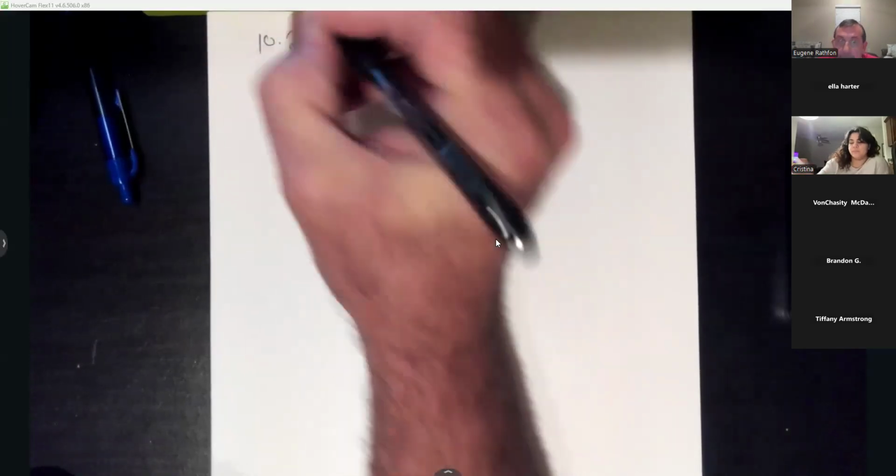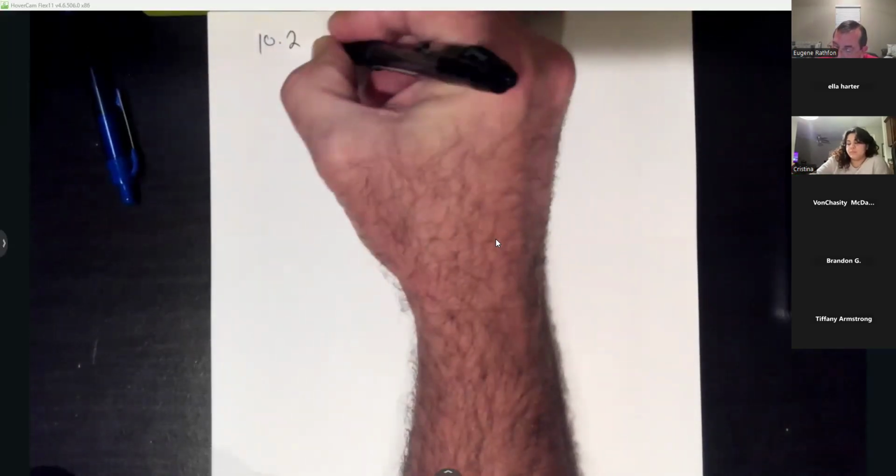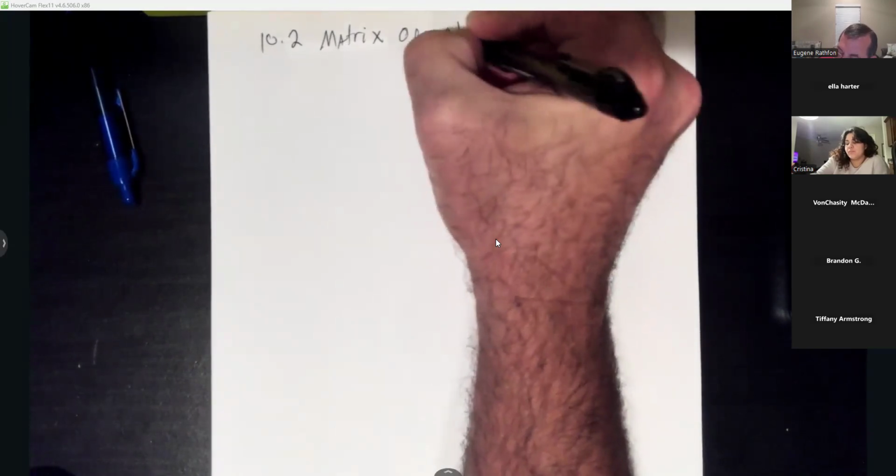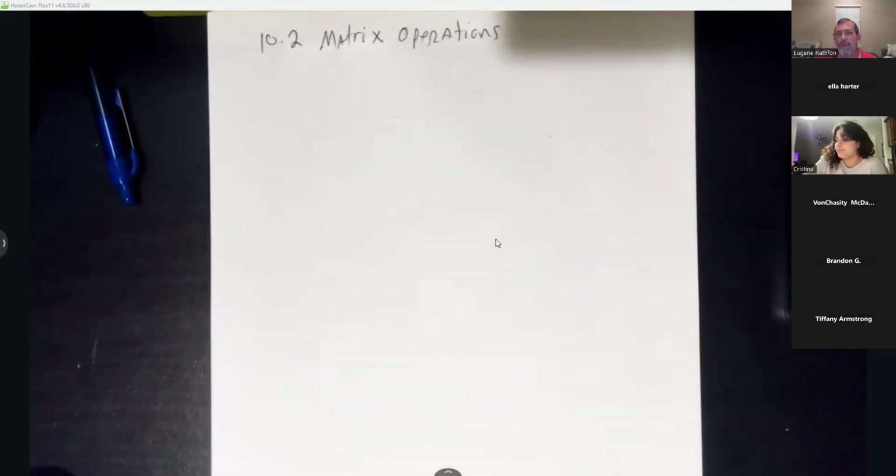All right, y'all. So this 10.2 is matrix, and it deals with matrix operations, actually, although the main thing that we're going to do is really add matrices together. So I'm going to go to MathLab and show you how to do this problem on there, okay?